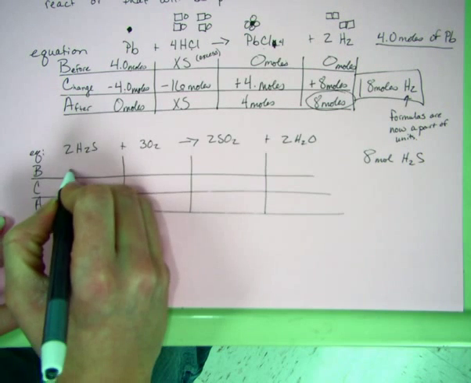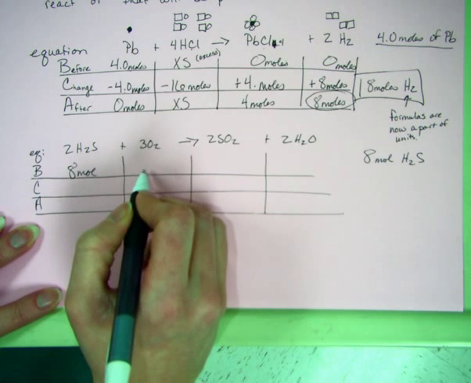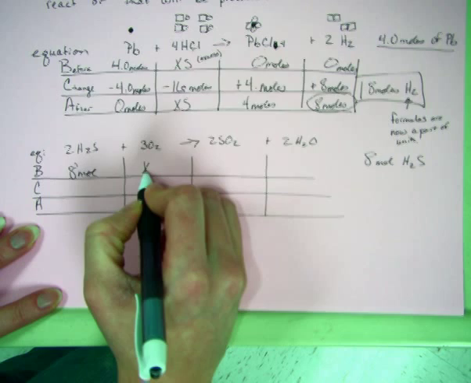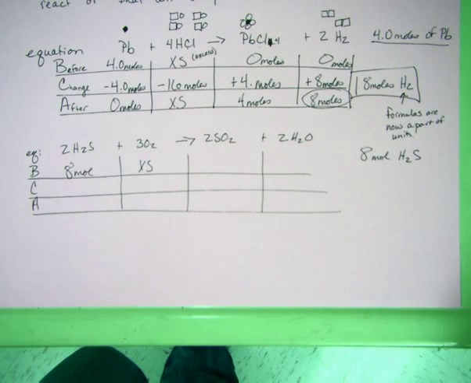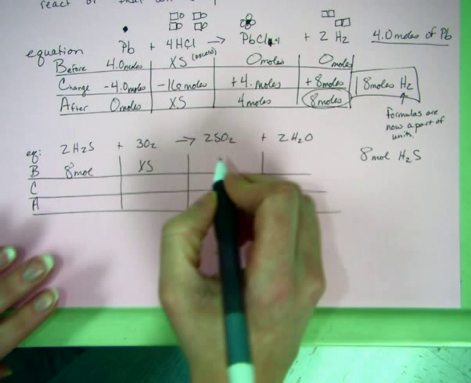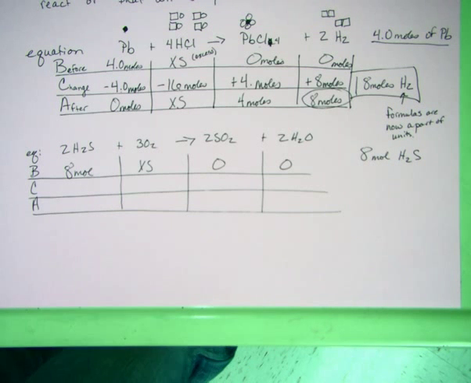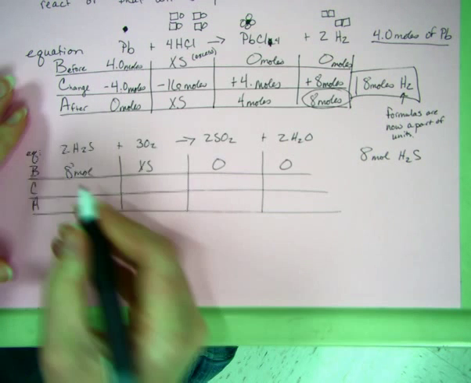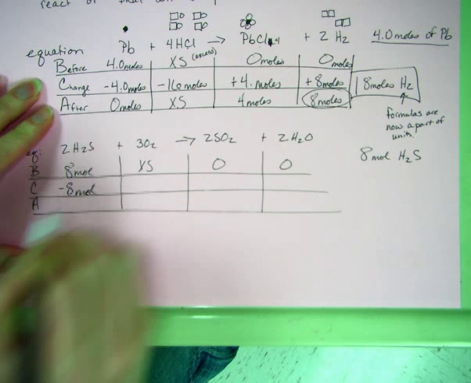We know that we start out with 8 moles. We weren't given any information about oxygen, so we're going to assume that it's excess, which makes sense. I mean, it's really easy to get a hold of oxygen, so oxygen being excess is understandable. This is before the reaction, so we don't have any moles of SO2 and H2O. All right, the change. We are going to lose all 8 moles of this.